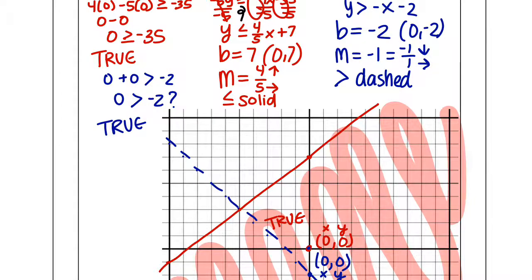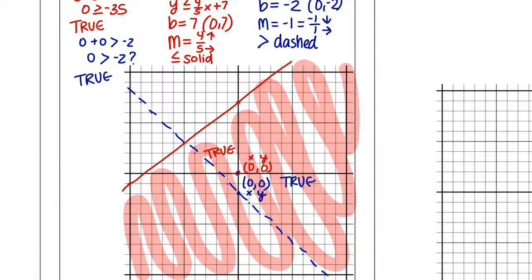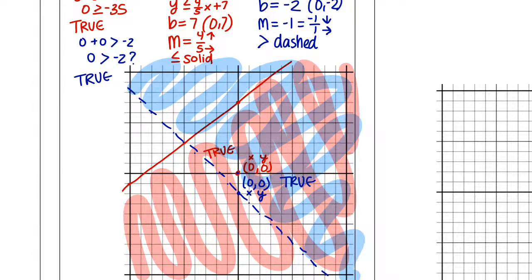So if I take a look at my graph again, that means this portion right here where the 0, 0 is true. Which means I'm going to shade this area above this dashed line blue. So I know all of this is blue because this is true. True blue.